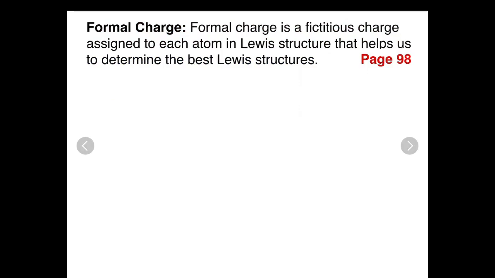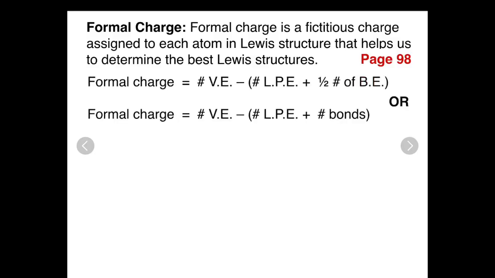The last part of this video that we'll take a look at is the formal charge. The formal charge is a fictitious charge assigned to each atom in a Lewis structure that helps us to determine the best Lewis structure. Again, this is not a true or real charge, because when we draw Lewis structures, especially for molecular compounds, they do not transfer electrons. Therefore, they do not have an actual charge, because they are only sharing electrons. So in this case, we are assigning formal charge just to help us determine the best Lewis structure when we draw.